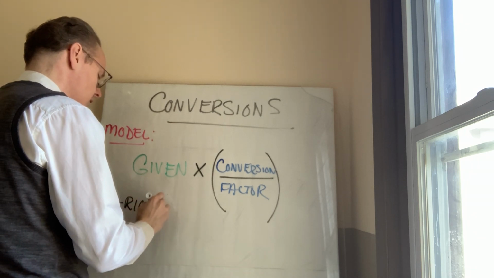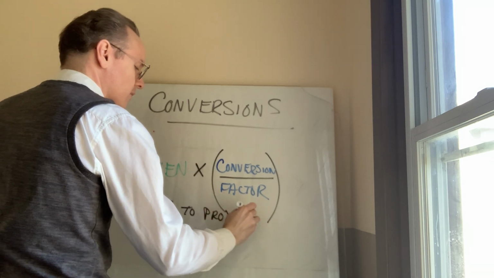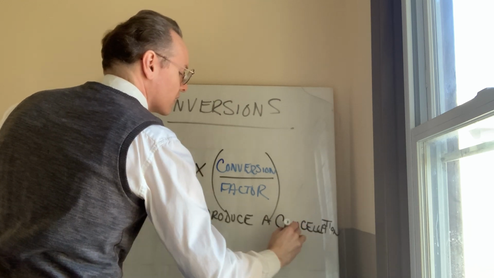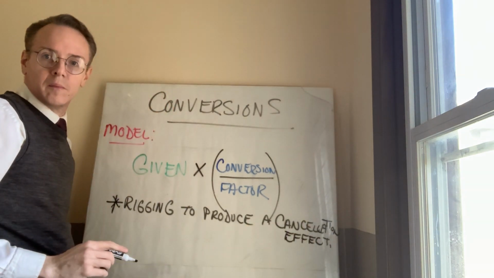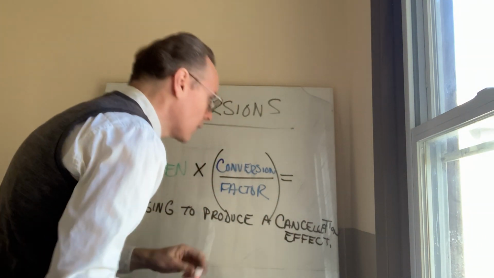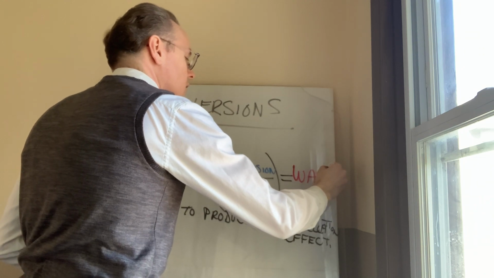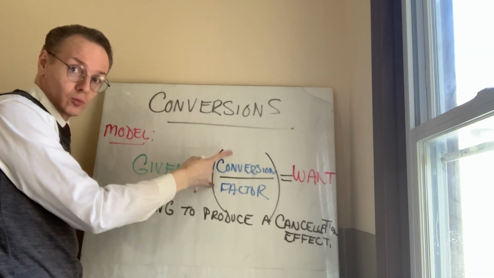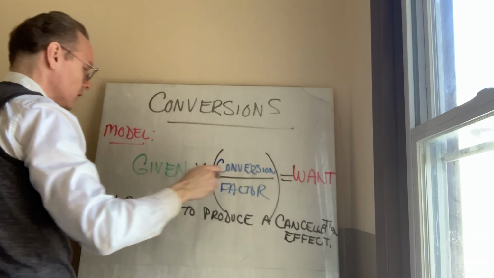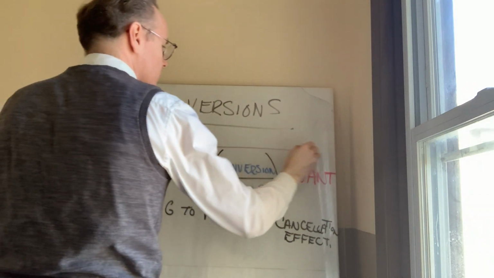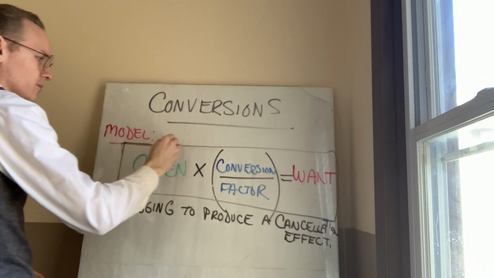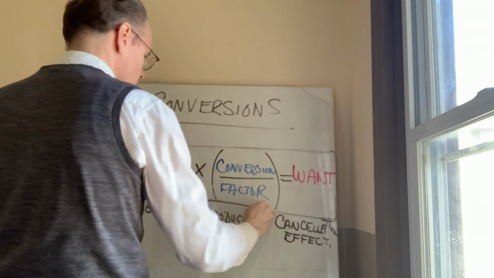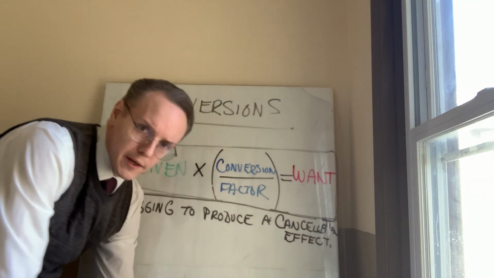Basically, rigging to produce a cancellation effect. And that will spit out exactly what you're looking for. That is, in a more concise way of speaking, what you want. You'll be given something, you choose the appropriate conversion factor, thing that relates one unit to another, and from the calculation it spits out what you want. I'll do a couple of these with you, but remember this, because I really do believe that this is practical, especially for chemistry class. The hard part is basically choosing the appropriate conversion factor and arranging it just so.